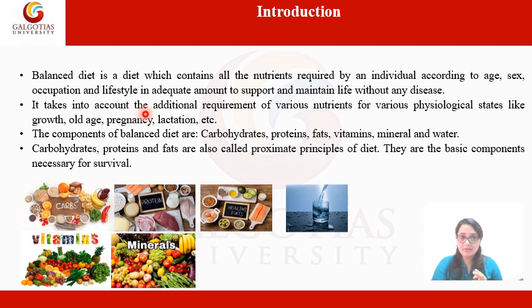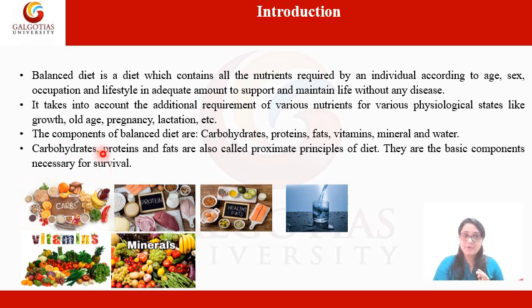It takes into account the additional requirement of various nutrients for various physiological states like growth, old age, pregnancy, lactation, etc. The components of balanced diet are carbohydrates, proteins, fats, vitamins, minerals, and water. Carbohydrates, proteins, and fats are also called proximate principles of diet. Why are they known as proximate principles of diet? Because they are the basic components necessary for survival.